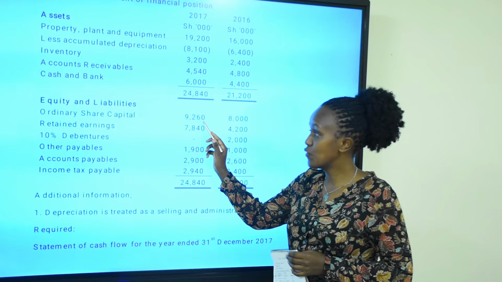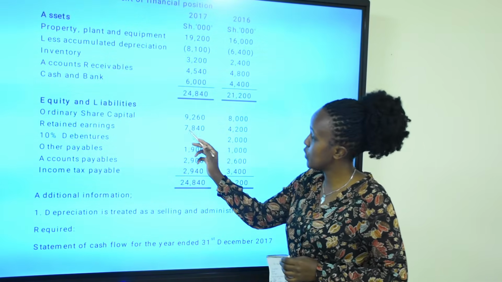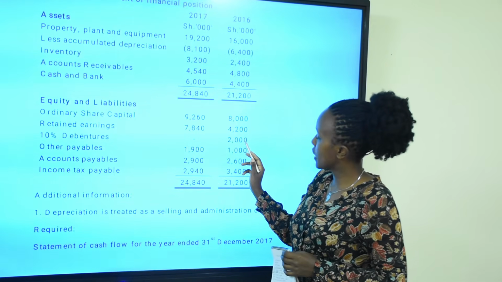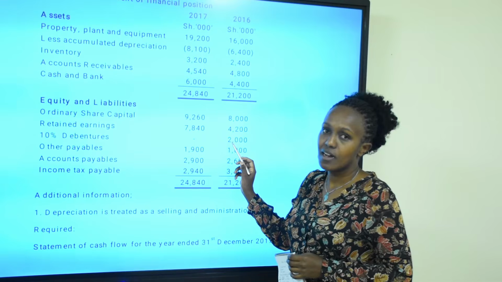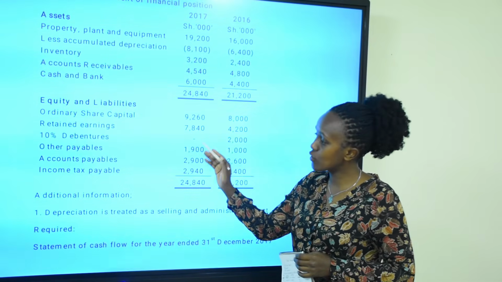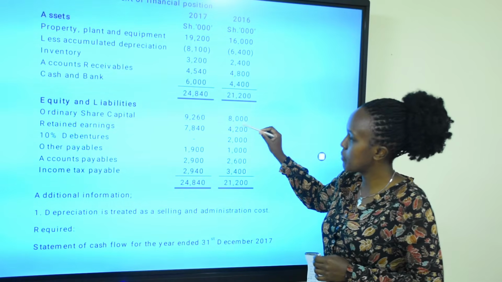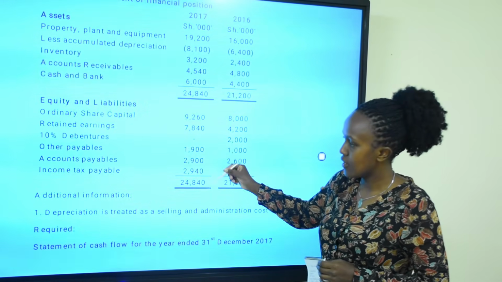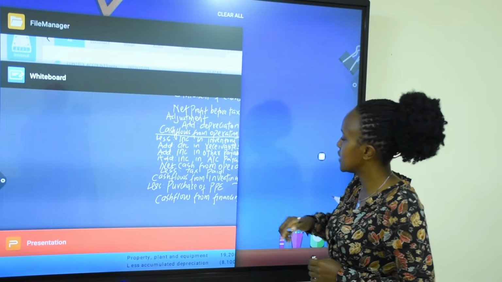There was money received from issuing of shares. We said there is no cash flow from retained earnings. And we can also see there was a payment of loan because the debenture has been paid. So our two cash flows under financing activities are a change in ordinary share capital and a change in the debentures. And those shall form our two financing activities.